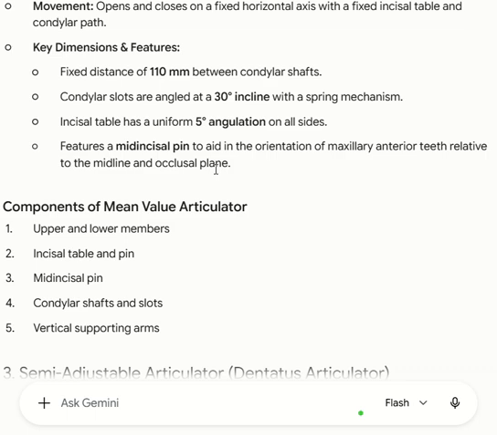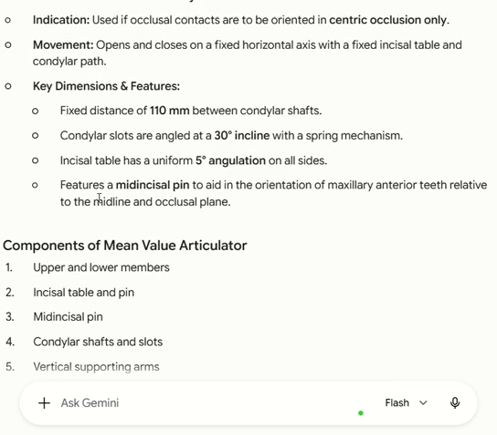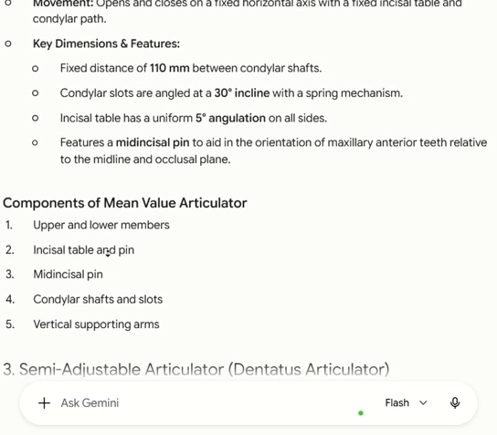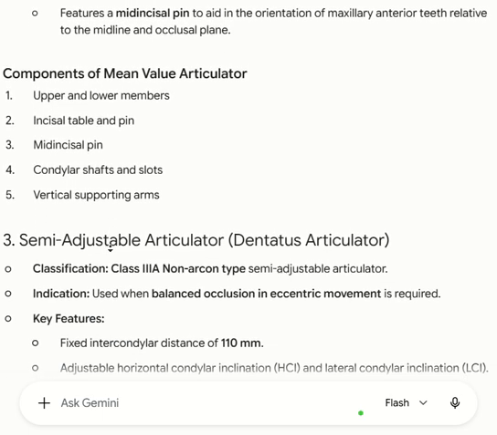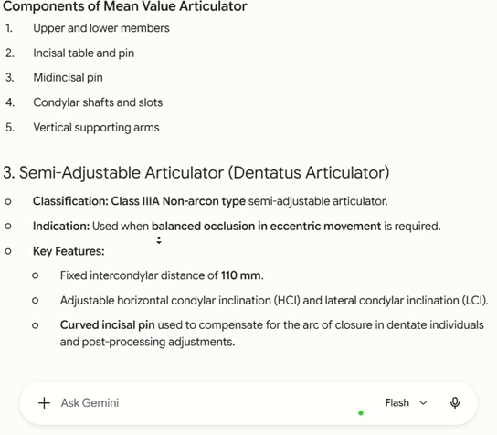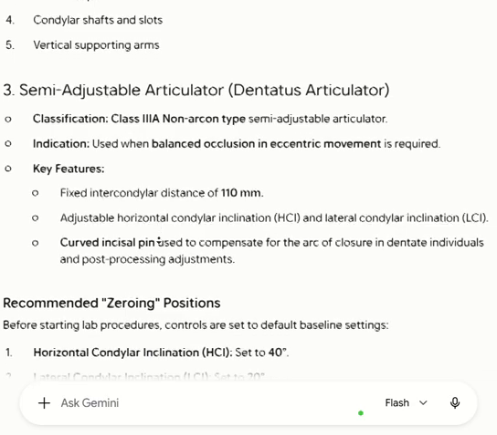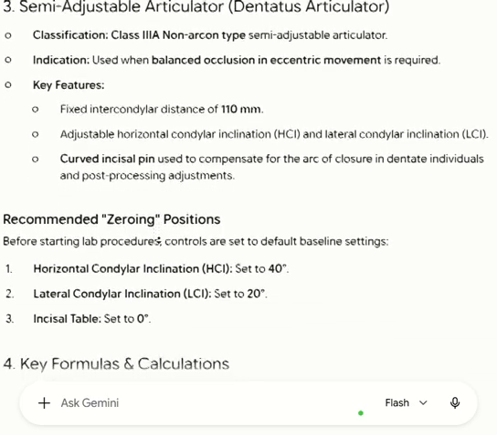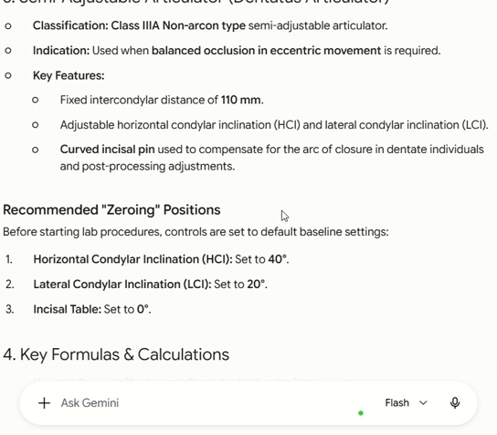Components of the mean value articulator: upper and lower members, incisal table and pin, mid-incisal pin, condylar shafts and slots, vertical supporting arms. 3. Semi-adjustable articulator, Dentatus articulator. Classification: Class 3A non-Arcon type semi-adjustable articulator. Indication: used when balanced occlusion in eccentric movement is required. Key features: fixed intercondylar distance of 110 mm. Adjustable horizontal condylar inclination, HCI, and lateral condylar inclination, LCI. Curved incisal pin used to compensate for the arc of closure in dentate individuals and post-processing adjustments.